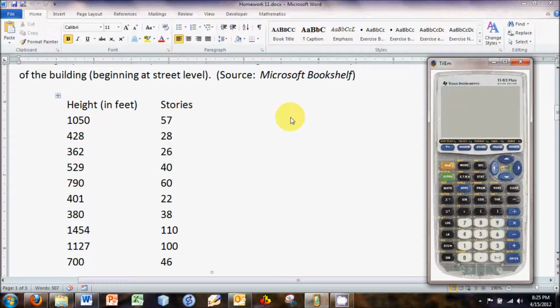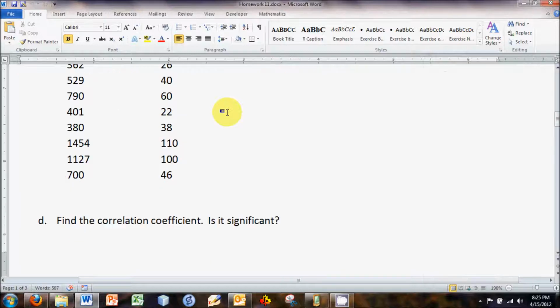In this video, I'm going to demonstrate how to complete problem number 5 from homework assignment 11. In this problem, we're using the data that we used from homework assignment 10, the height in feet and stories of various buildings in the United States. And we are comparing stories to height in feet, and we would like to predict the height of a building based on the number of stories. There's one question that we have to complete for this particular problem, and that is find the correlation coefficient, and we want to know if it's significant.